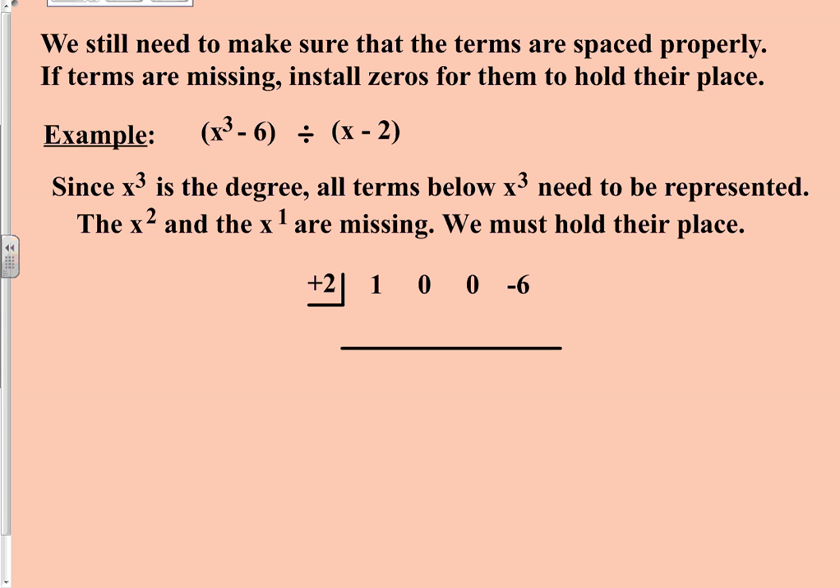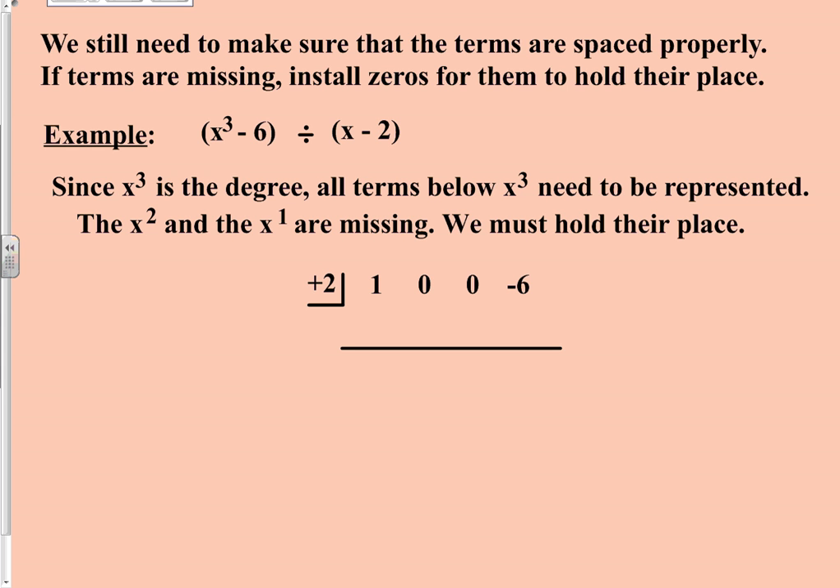We have a 1 coefficient for our x cubed. We do not have an x squared, so that is a 0 coefficient. We do not have an x to the first, so that is a 0 coefficient. And we do have an x to the 0 term, which was negative 6. So we write those coefficients out with a little bit of space in between them. And out in the box, this time we will have a positive 2.